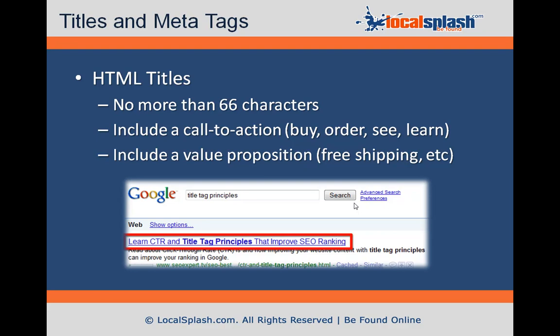HTML titles. Keep your titles short, less than 66 characters. Anything over that will get truncated in the search results. Include a call to action such as buy, order, see, learn, etc. And include a value proposition such as best shipping or why they should choose you as opposed to somebody else. You see a screenshot here that shows you what we used in this particular page.